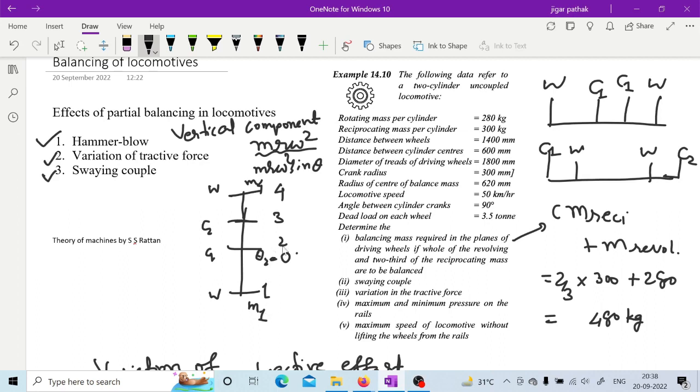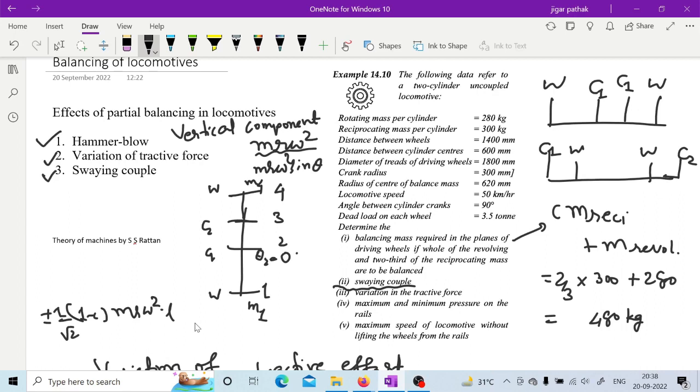This thing we are not repeating here, but what we are going to do is calculate the swaying couple. So can you calculate the swaying couple? Just now we have seen the equation, right? Plus or minus 1 by root 2 times (1 - c) m r omega square into L. This is the maximum swaying couple.